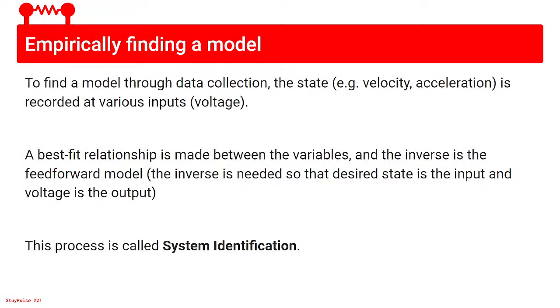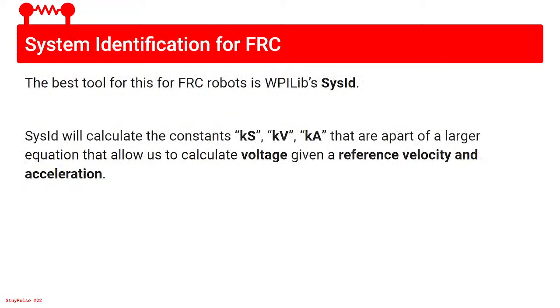And for FRC, the main tool that you want to be using for this is WPILib SysId, right? If you have WPILib VS Code, you already have SysId. It would be hard to download one without the other. So what SysId will tell you in the end is these 3 constants, Ks, Kv, Ka, that are a part of a larger equation, right? They're just numbers, coefficients in that equation. And those are allowing you to calculate voltage given the reference velocity and acceleration.